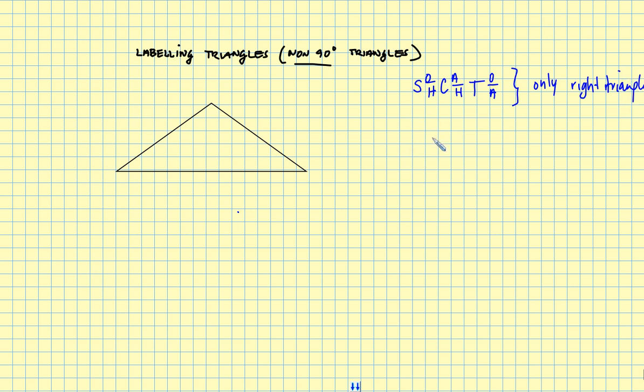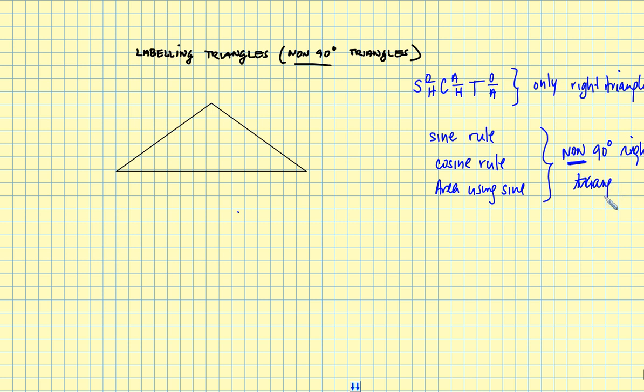And the laws that we're going to be looking at in the next several days are the sine rule and the cosine rule. Today we're looking at the area using sine. These are all different types of rules that are used for non-90 degree triangles. Okay? All right, so before getting started, let's go over the terminology.